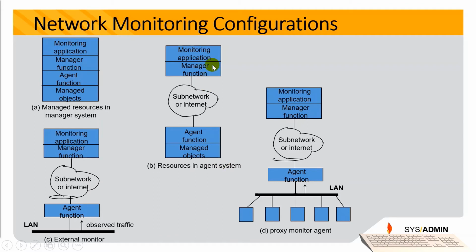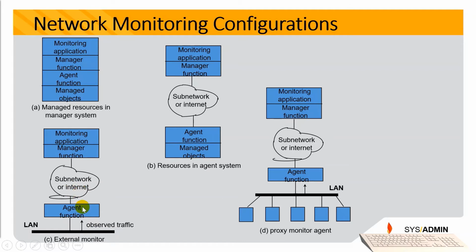With this type of model, the monitoring application or the manager function, or simply say manager, is installed in a computer different from where the agent is installed. So for example, this is a server here, and I have here a router, and I manage the router using the subnet or the internet. So that is this resources in the agent system. Or also, it is possible to monitor or to control any devices or managed object outside the network, or it could be over the internet.